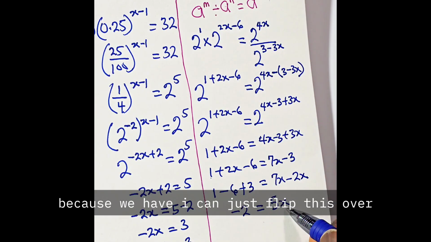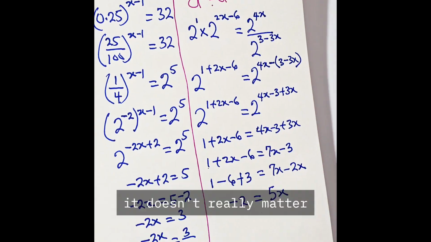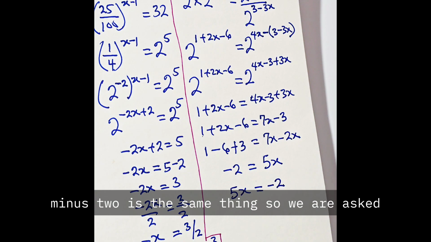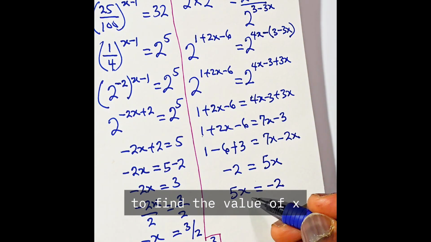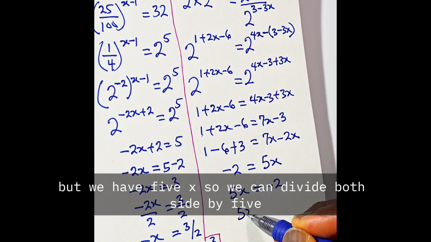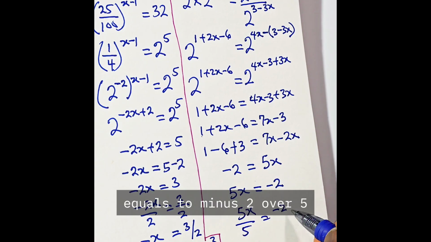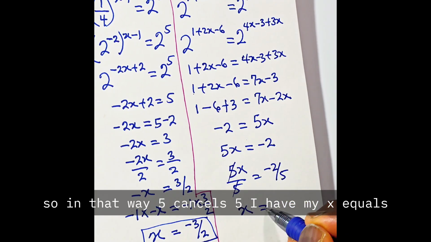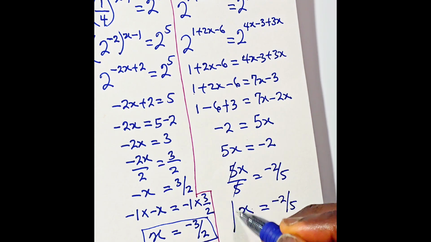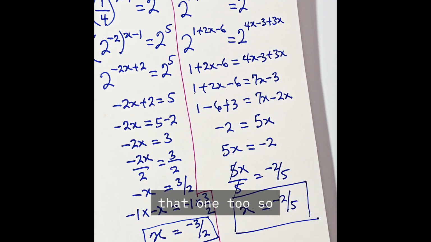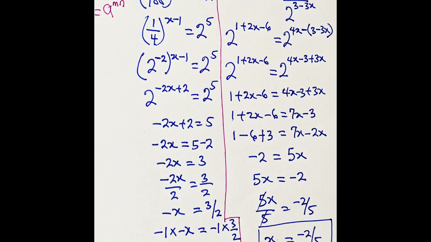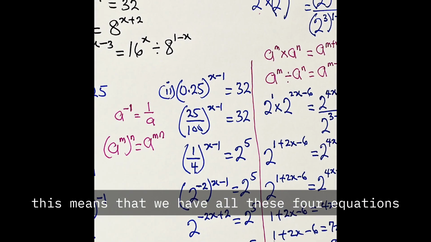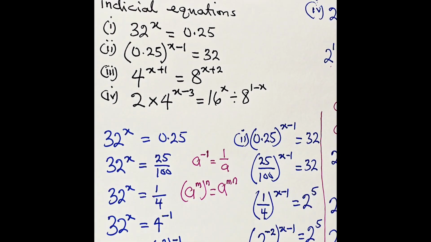So I can just flip this over. It doesn't really matter if I write it in this way. 5x equals minus 2 is the same thing. So we are asked to find the value of x, but we have 5x, so we can divide both sides by 5, equals minus 2 over 5. So in that way, 5 cancels 5, I have my x equals minus 2 over 5. And that will be the answer to that one too. So this means that we have all these 4 equations, the 4 questions solved.